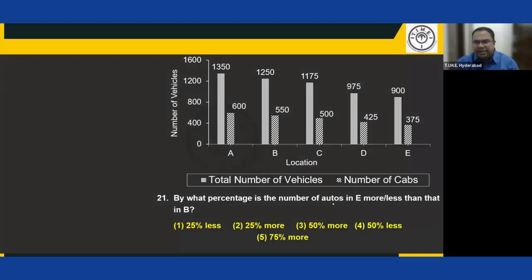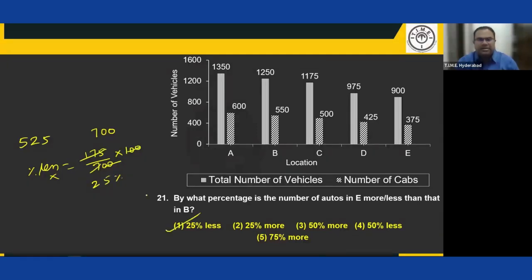By what percentage is number of autos in E? How many autos in E? You already did this number, 525. More or less than that in B. B number of autos are how many? 700. 1250 minus 550 is 700. So obviously it is percentage less. The difference is 175. Opposite of less is the larger value, 700, into 100. So it is 25% less. Choice 1.